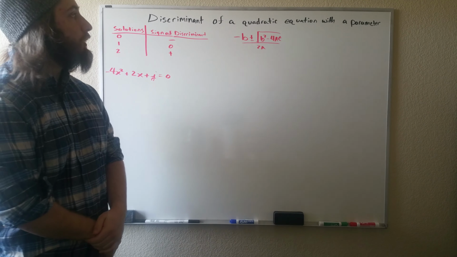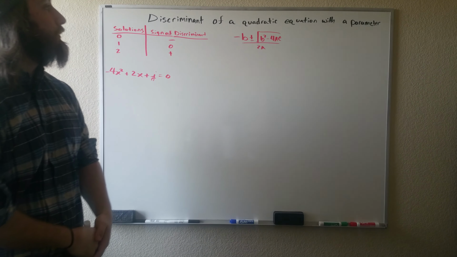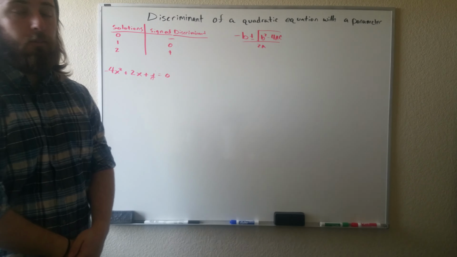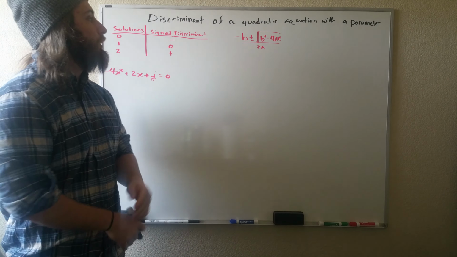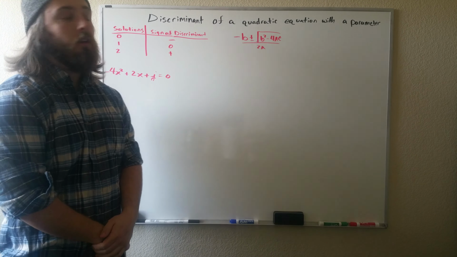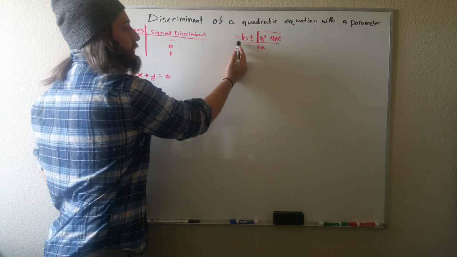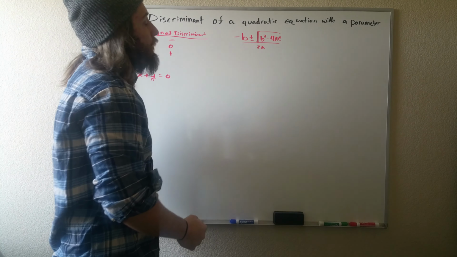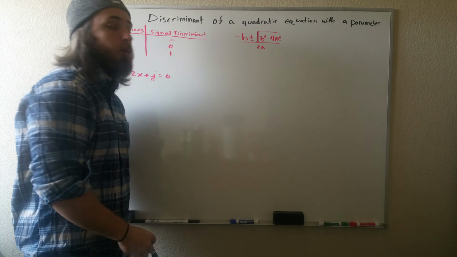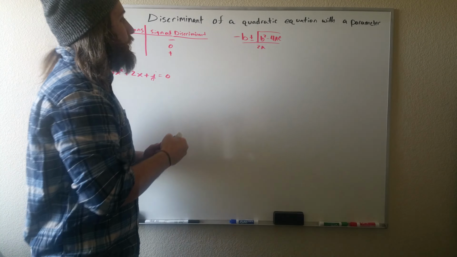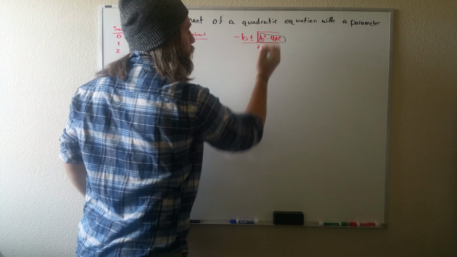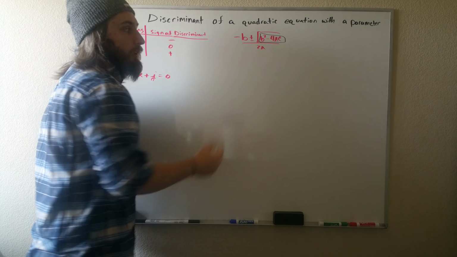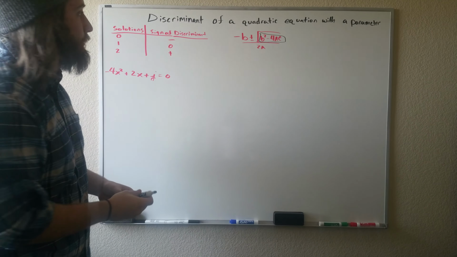Hey guys, today we're going to be looking at the discriminant of a quadratic equation with a parameter. And basically this relates to the quadratic formula. We know the quadratic formula is negative b plus or minus the radical b squared minus 4ac over 2a. Now the discriminant is just b squared minus 4ac. Don't include the radical because that'll give you the wrong answer.